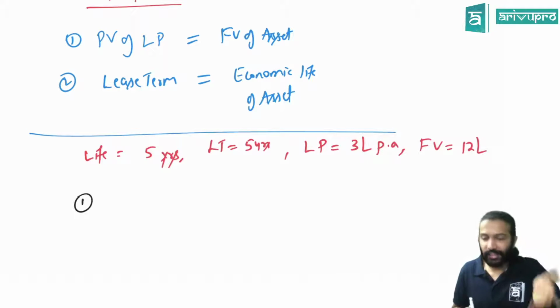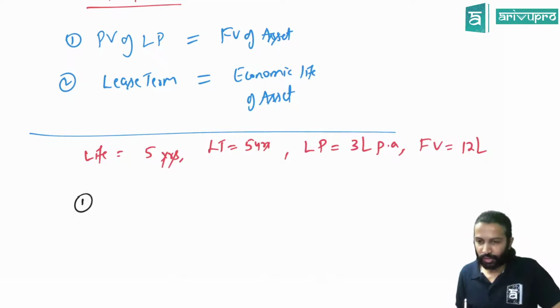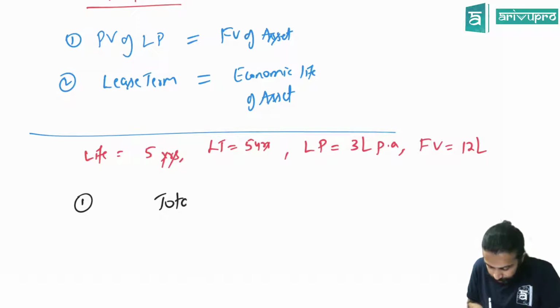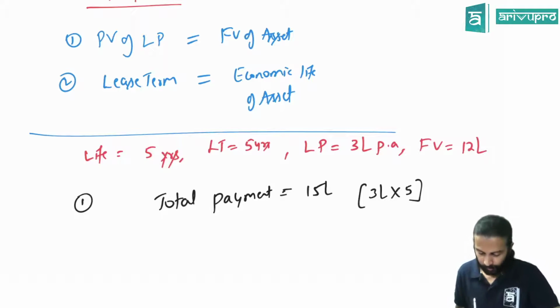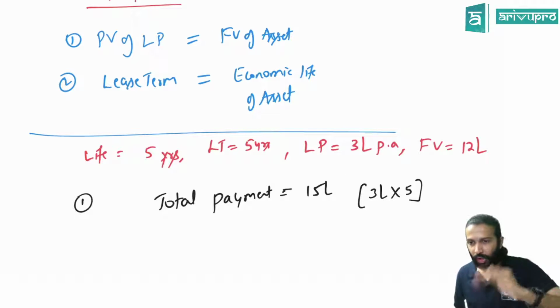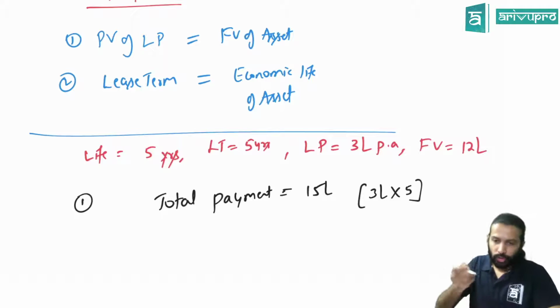3 lakh he has to pay at the end of every year for the next 5 years. So total payment is how much? 15 lakh. The total payment which the lessee has to make is 3 lakh rupees per annum for 5 years, so it will be 15 lakh rupees. Is this 15 lakh rupees going to be paid now or over 5 years? Over 5 years. So it's a future payment.